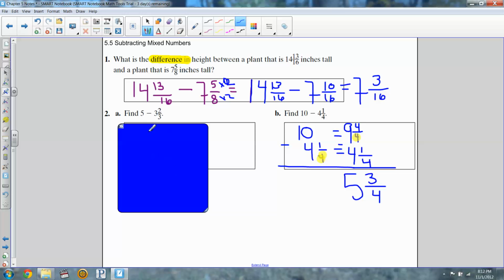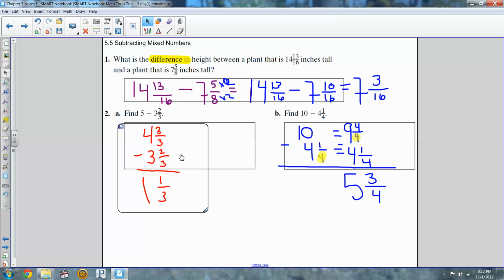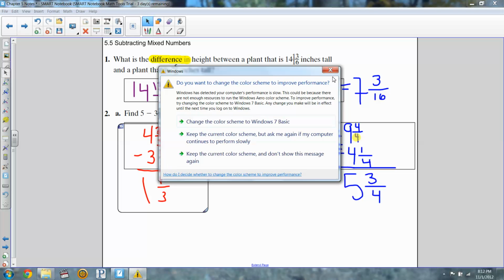Here's another problem right here that you can do by yourself. So if you hit pause, do 5 minus 3 and 2/3, hit pause, and then I'll show the answer here and you can check your work. Alright, answer to 5 minus 3 2/3 is going to be, I'm going to rename 5 to be 4 3/3 minus 3 2/3. Gives me a final answer of 1 1/3. So if you need to hit pause to double check your work there, you can do that.